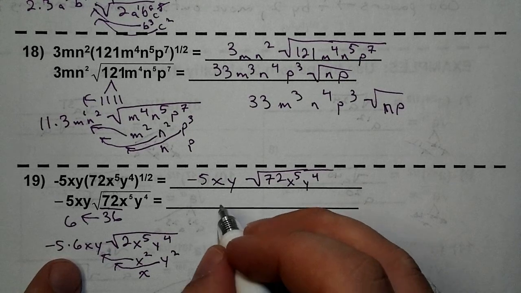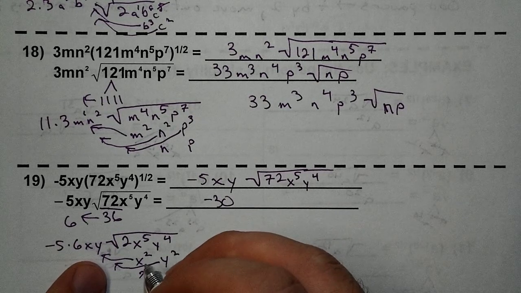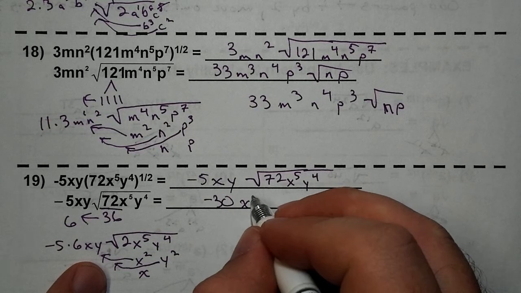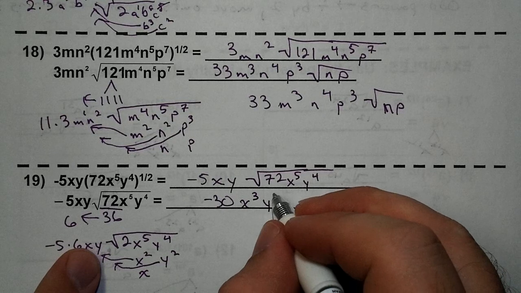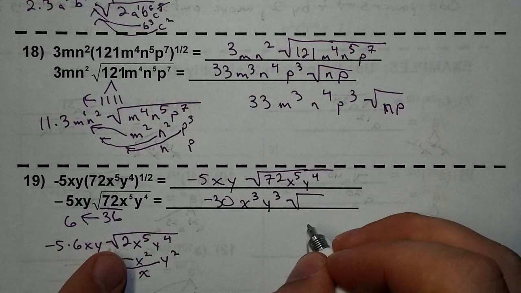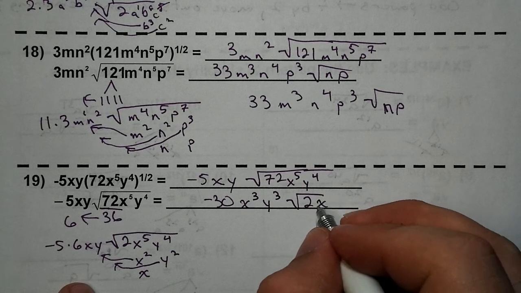So, negative 5 times 6 is negative 30. X times x squared, that's going to be x to the third. Y times y squared is going to be y to the third. And now let's write what's left over in our radical. We still have a 2, and we're going to have an x. And that's it.